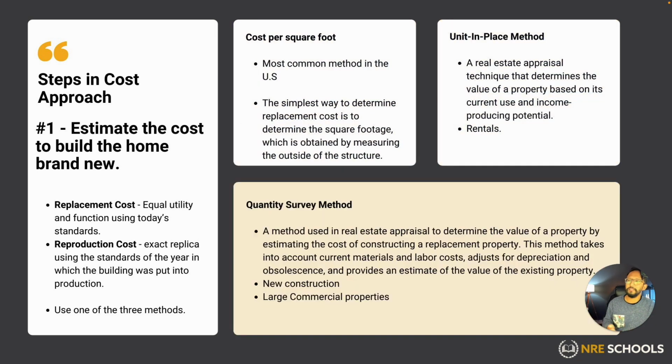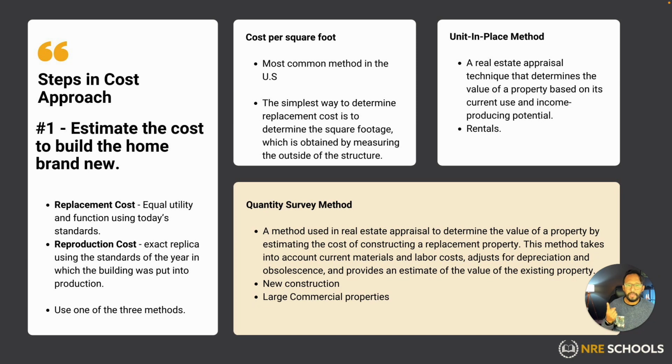There's 3 different ways. They use the cost per square foot. They also use something called the unit in place method. That's a technique that the appraisers use to determine like rental values. That wouldn't be for this one. And then we also have the quantity survey method, and that's used for like commercial properties. If we're just talking residential homes and using the example that I expressed, the vacant plot of land, we're going to build 300 homes, we'll use the cost per square foot method.